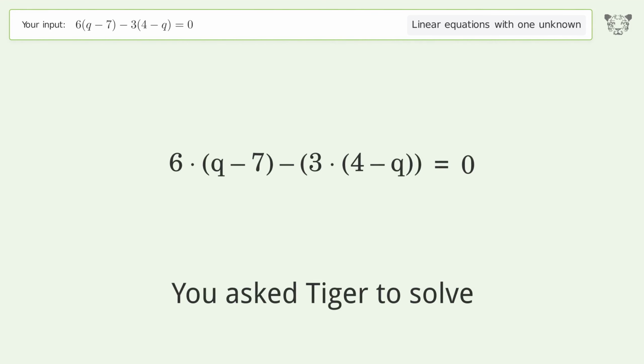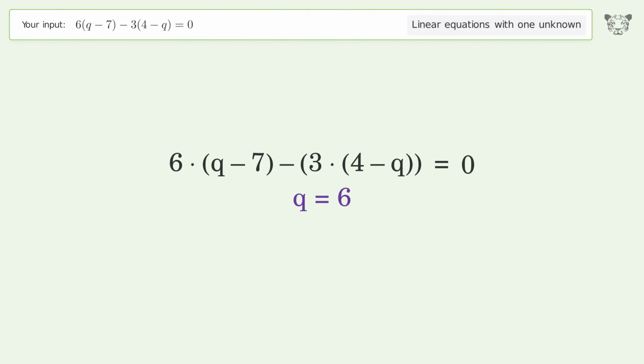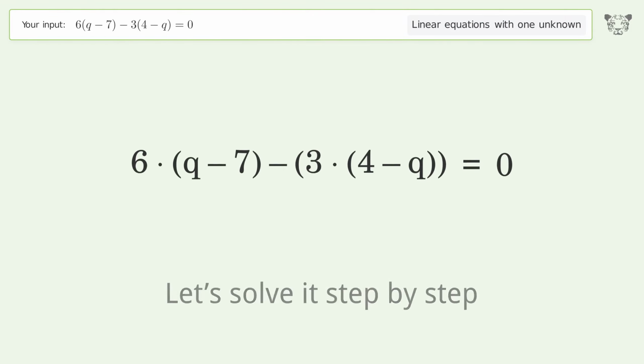You ask Tiger to solve this. It deals with linear equations with one unknown. The final result is q equals 6. Let's solve it step by step.